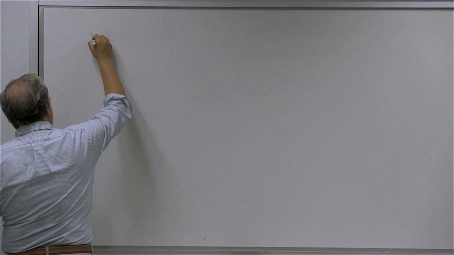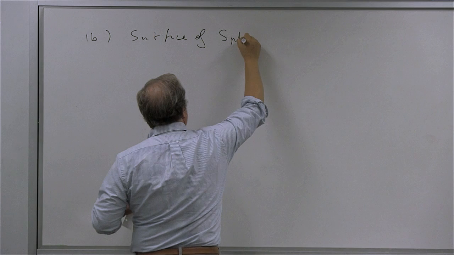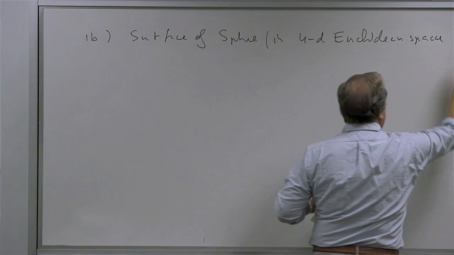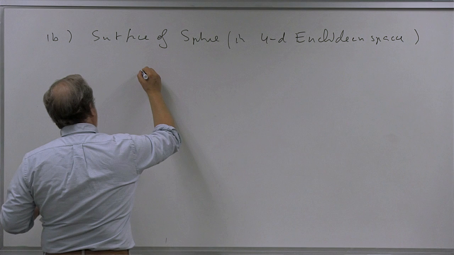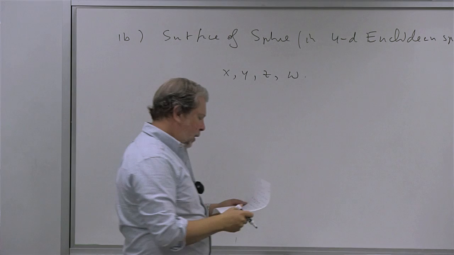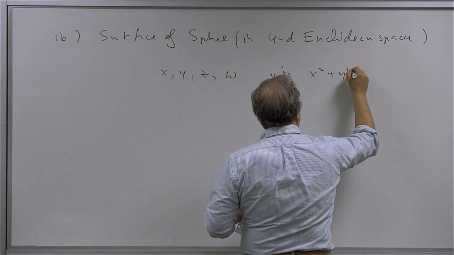So B is a surface of a sphere in 4D Euclidean space, right? So we embed this in four-dimensional Euclidean space. And so the surface of a sphere is, well, we first of all have coordinates x, y, z, and w, right? But we want to have the surface of a sphere, which means there's a constraint that x squared plus y squared plus z squared plus w squared is equal to 1. Right? It's a unit sphere.